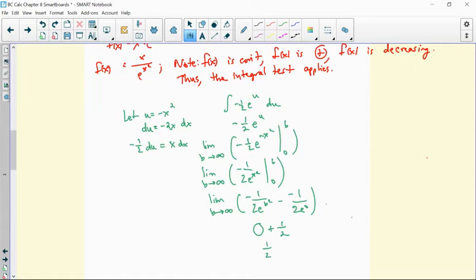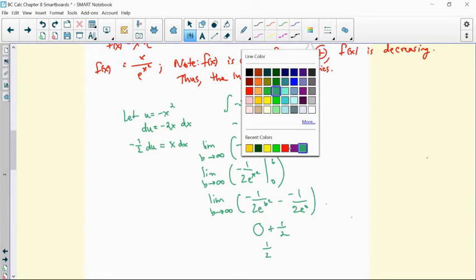Now, that's not what the summation equals. All that tells me is that because the integral converged to a finite value, so will the series that the integral represented. So I have to make sure that I'm aware of that.